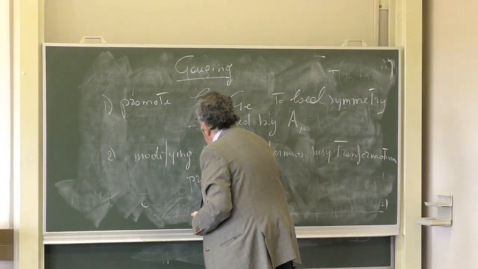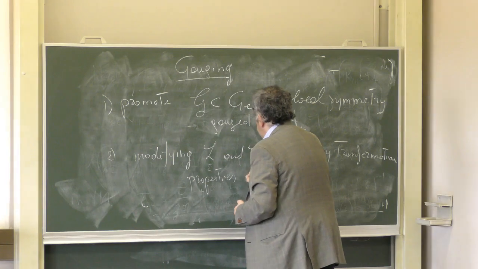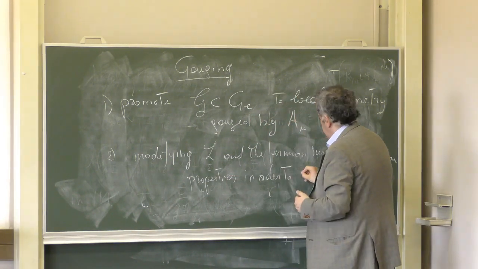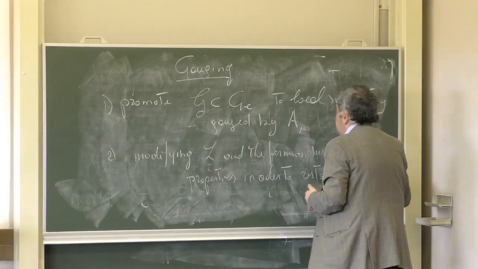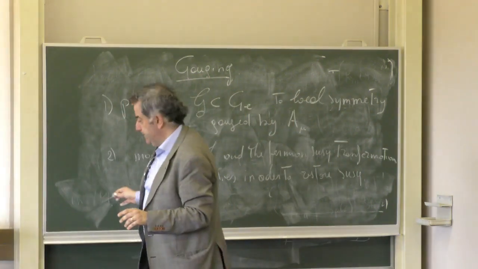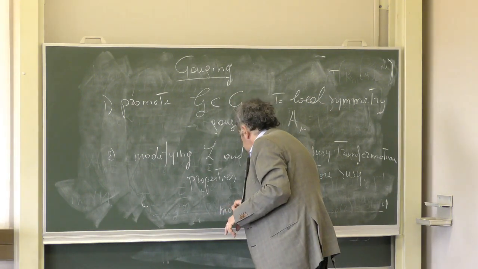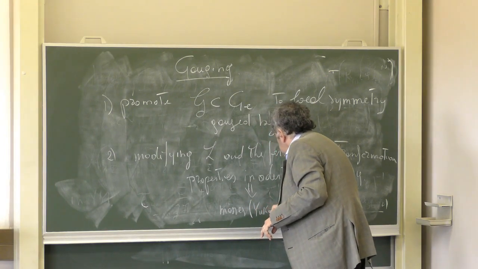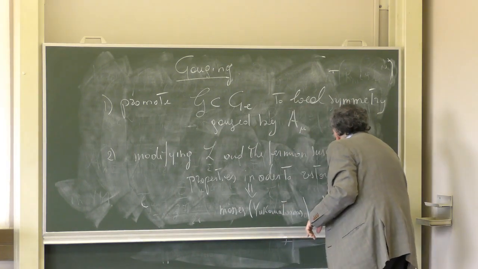Properties. In order to restore the original amount of supersymmetry of the ungauged theory we started with. Okay? And this implies masses, general Yukawa terms, and a scalar potential.